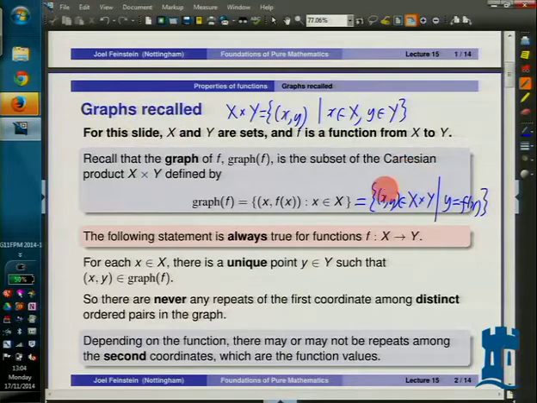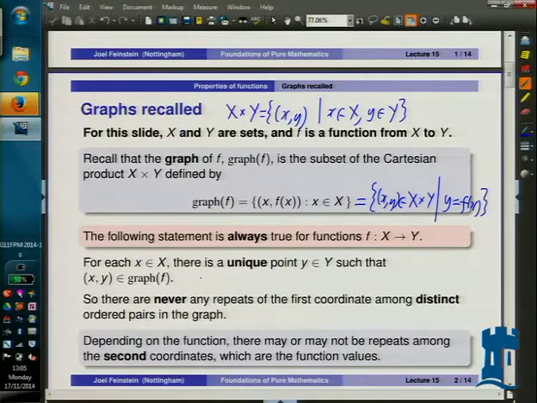And the following statement, I'll remind you again, is always true for any function from X to Y. It's not a special property of the function. No matter what many people have written in previous exam papers about this, this is not a special property of functions from X to Y. This is something that all functions from X to Y do. For every x, there's always a unique point y such that (x, y) is in the graph.